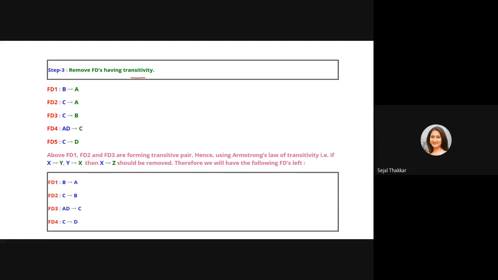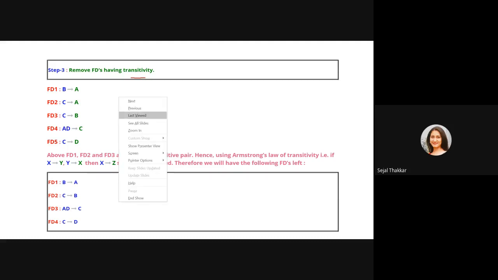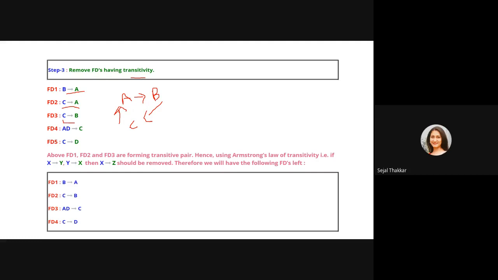So what does transitive dependency mean here? If A tends to B and B tends to C, then you can write A tends to C. This is the transitive dependency, and this loop we have to break. Here you can see there is B tends to A, C tends to A, and C tends to B. These three are creating a transitive dependency.